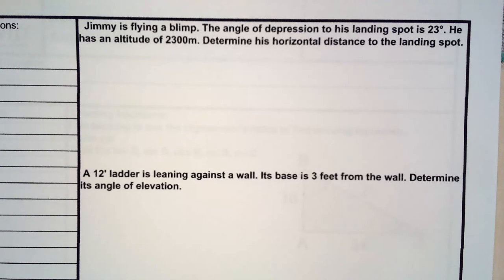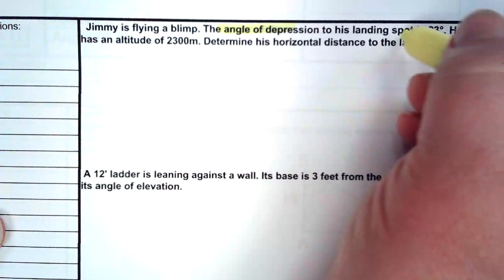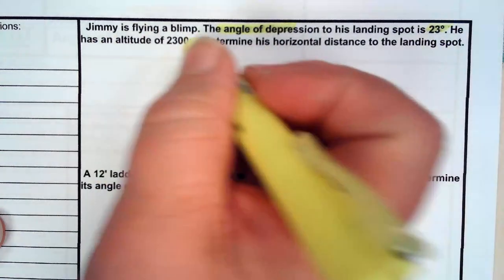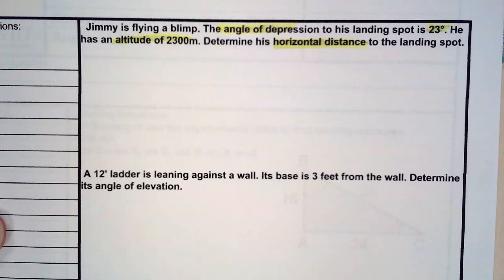Jimmy is flying a blimp. The angle of depression to his landing spot is 23 degrees. He has an altitude of 2,300 meters. Determine his horizontal distance to the landing spot. So, highlight what's important. We've got the angle of depression, altitude, and the horizontal distance is what we're looking for.